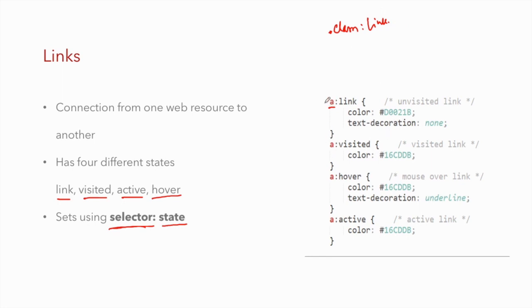Then we have these four states. For each state, I'm specifying a different color and text decoration. We can add multiple properties here as well. So to all these different states, I have set different colors. Okay, so by default, link states have different colors.